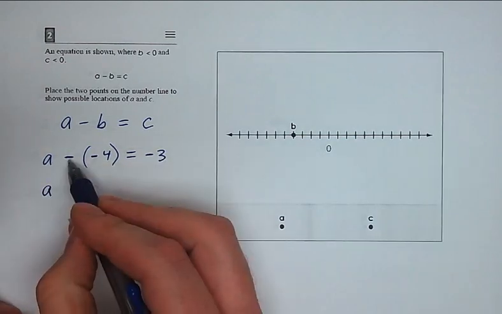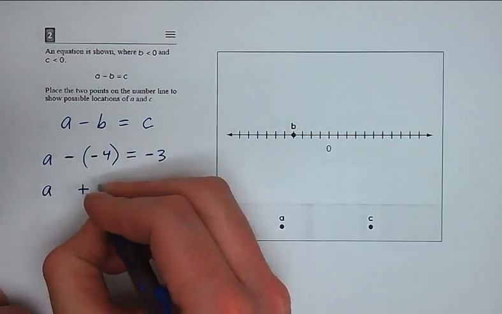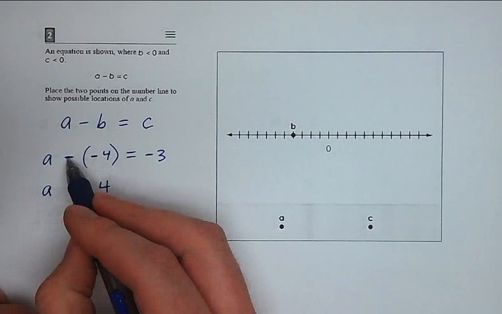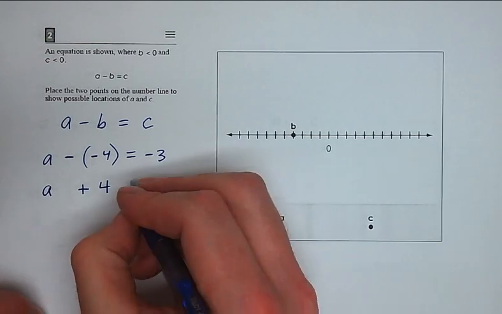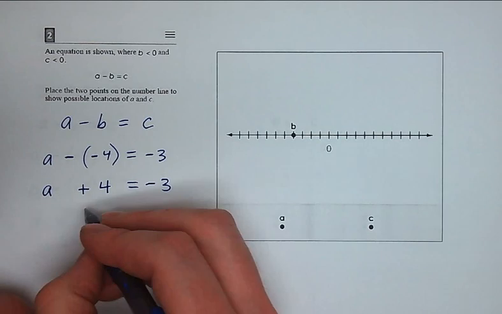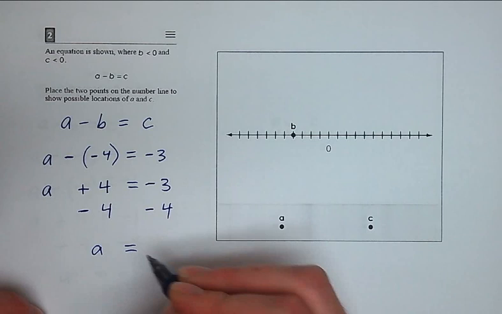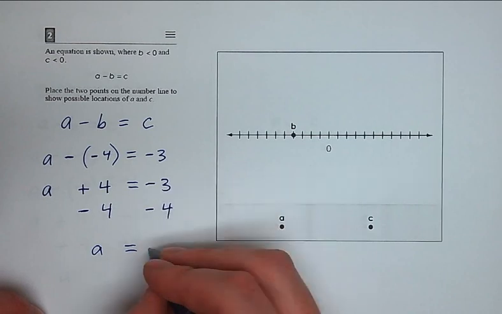Bring a straight down. When you're subtracting a negative, it's really like adding, right? You're taking the opposite of a negative. You're adding 4, bring the equal sign straight down, bring the -3 straight down. Now we're solving for a. You should subtract 4 from both sides. A equals -3 minus 4, which is -7.